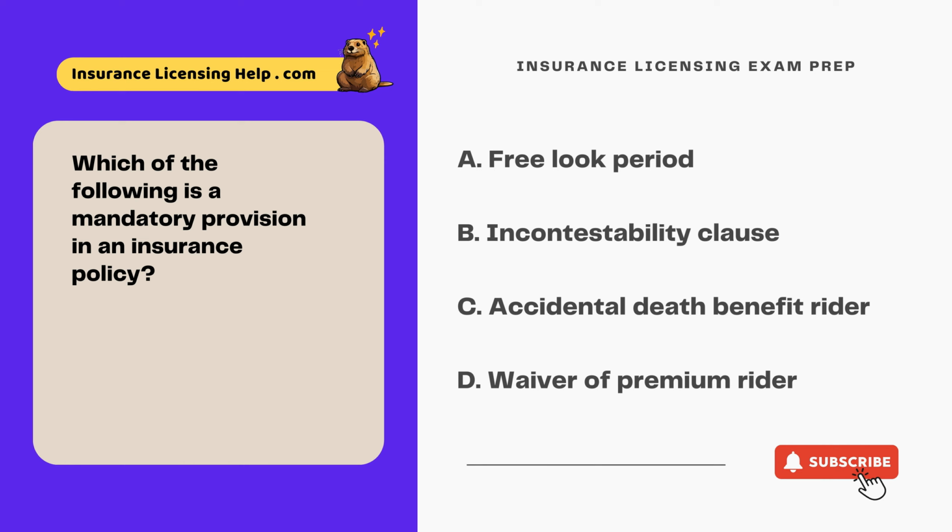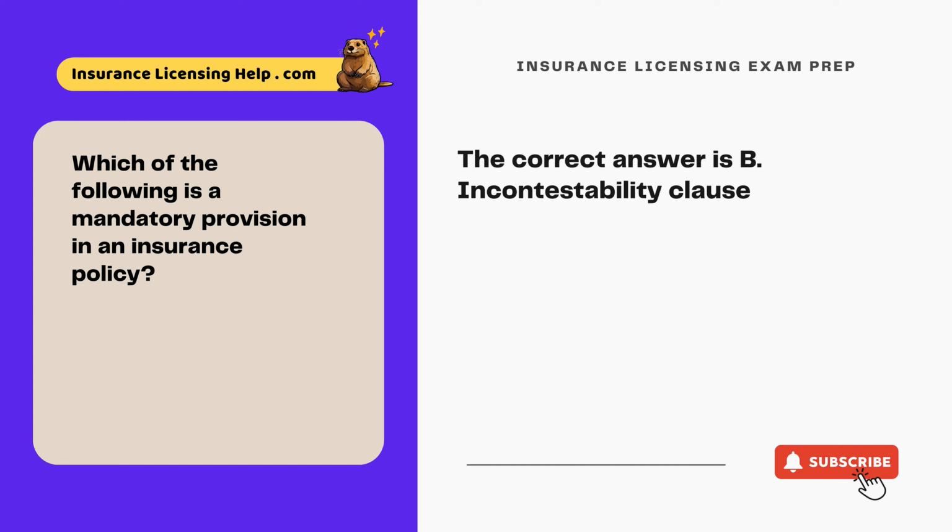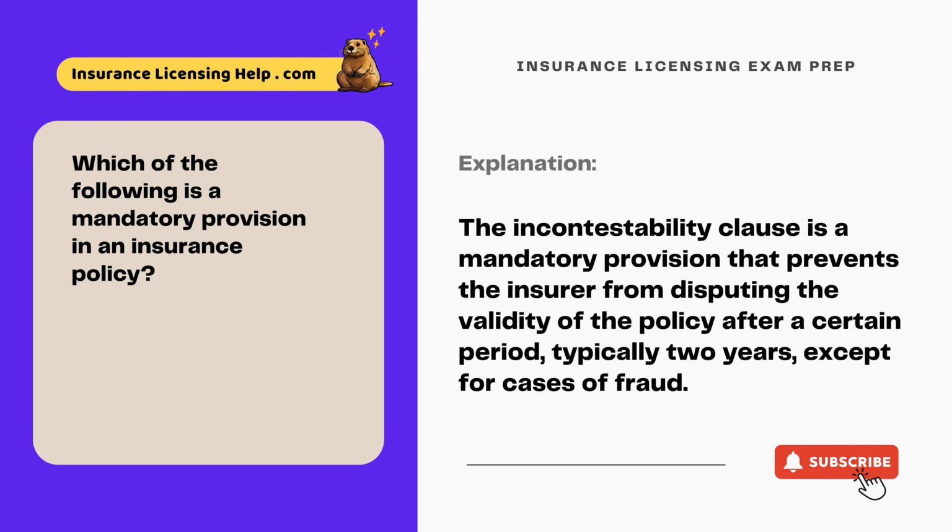Which of the following is a mandatory provision in an insurance policy? A. Free look period. B. Incontestability clause. C. Accidental death benefit rider. D. Waiver of premium rider. The correct answer is B. Incontestability clause. The incontestability clause is a mandatory provision that prevents the insurer from disputing the validity of the policy after a certain period, typically 2 years, except for cases of fraud.